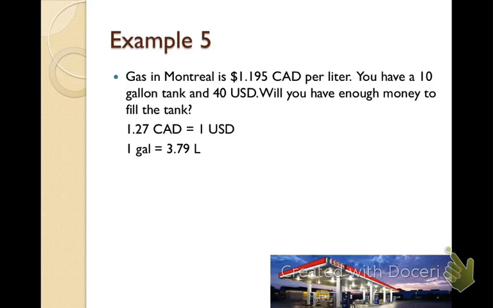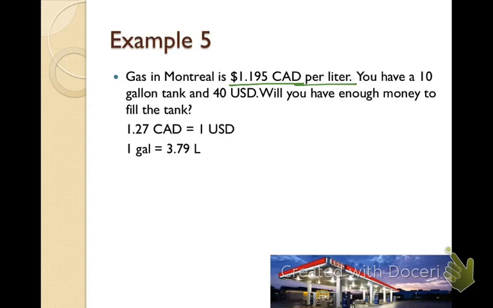All right, you're still in Montreal. Gas is 1.195 Canadian dollars per liter. You have a 10-gallon tank and $40 US. Will you have enough money to fill the tank? This, again, is a very practical way of using dimensional analysis, darlings. So, we know that gas is 1.195 Canadian dollars per liter, and you have a 10-gallon tank and $40 US.